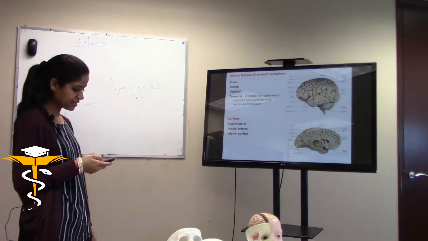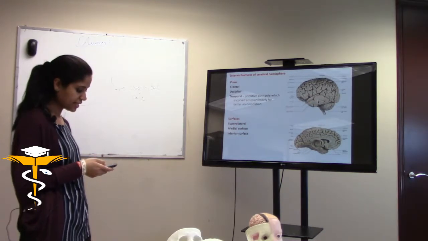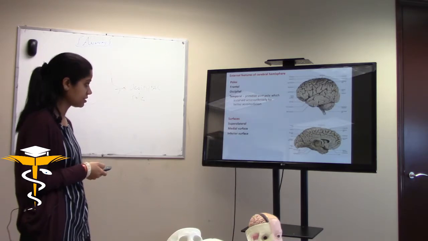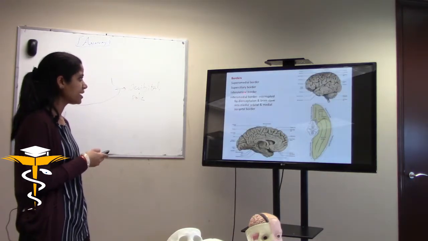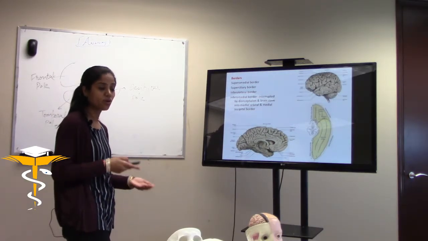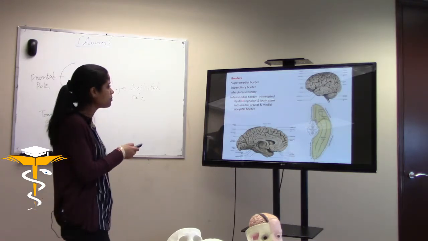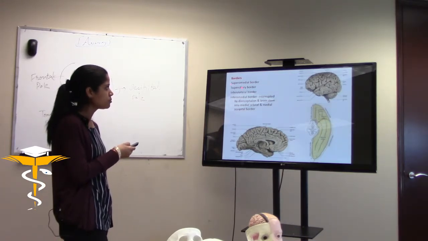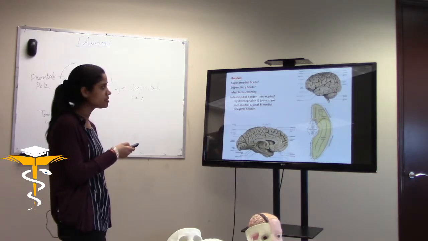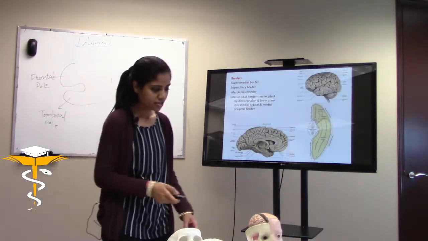So after discussing the poles and the surfaces of the cerebrum, we'll be moving on to the next thing, that is the borders. So again, like the three surfaces and three poles, the cerebrum is having three borders. It's all in three: three poles, three surfaces, three borders. And the three borders of the cerebrum are the superomedial border, number one. The second one is the inferolateral border, number two. And the third one is the inferomedial or medial border.